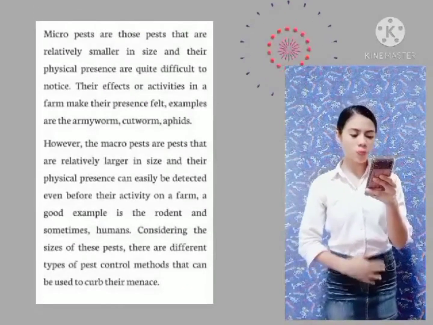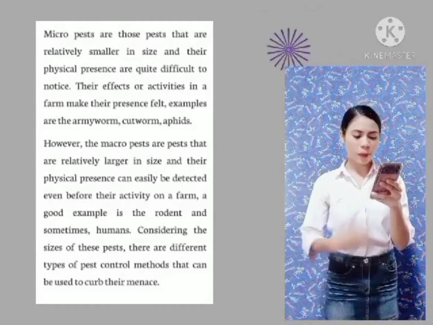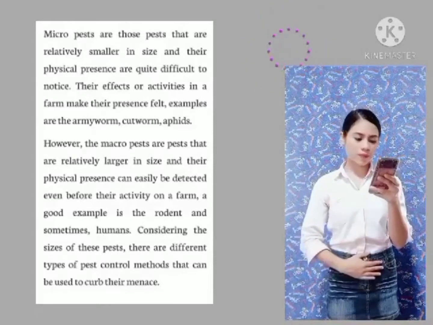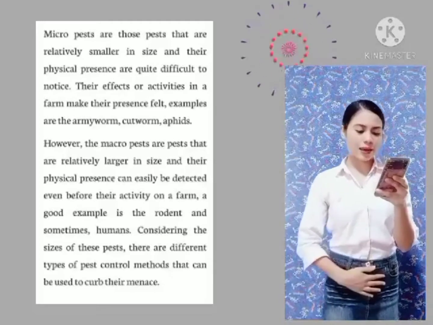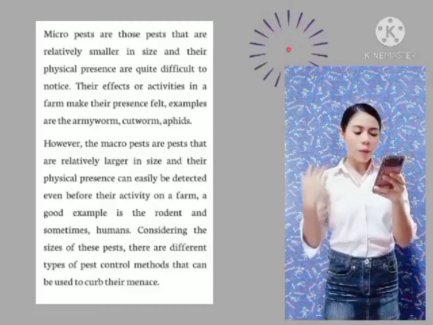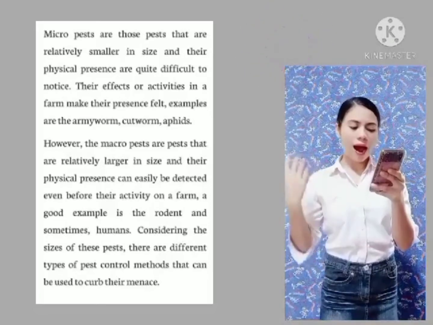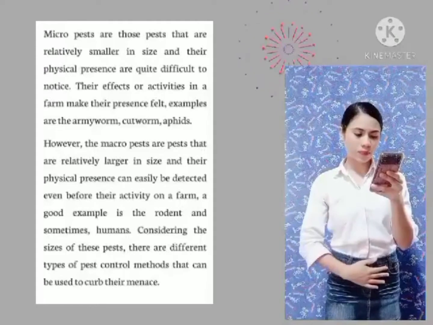Micropests are those pests that are relatively smaller in size and their physical presence is quite difficult to notice. Their effects or activities in a farm make their presence felt. Examples are the armyworm, cutworm, and aphids.